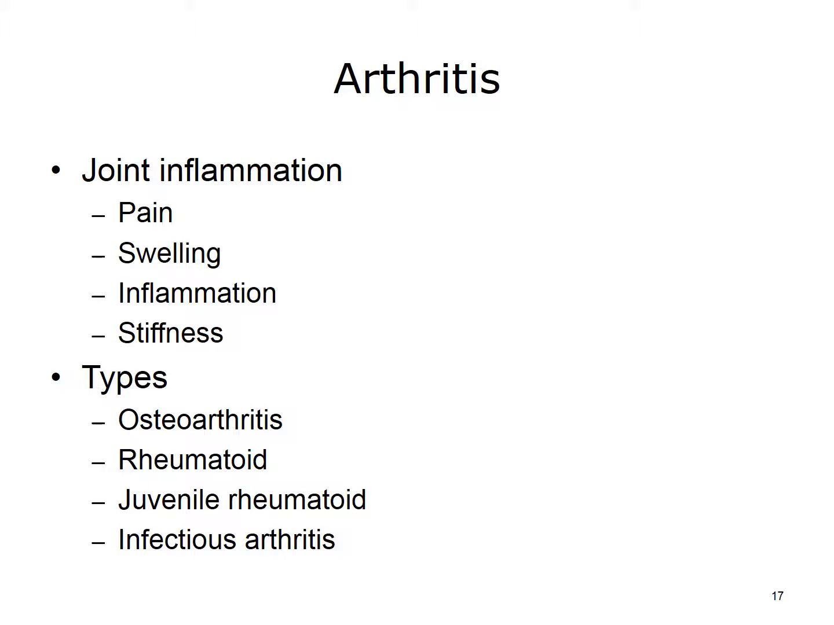One type of arthritis, osteoarthritis, is often related to aging or to an injury. Other types occur when your immune system, which normally protects your body from infection, attacks your body's own tissues. Rheumatoid arthritis is the most common form of this kind of arthritis. Juvenile rheumatoid arthritis is a form of the disease that happens in children. Infectious arthritis is an infection that has spread from another part of the body to the joint.